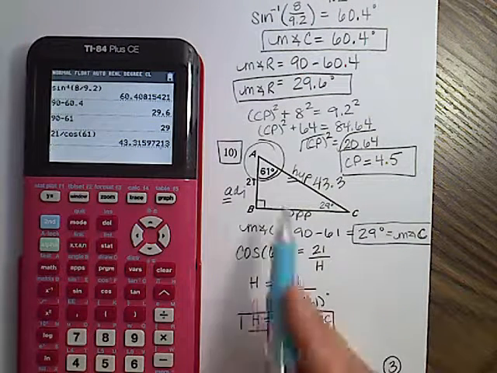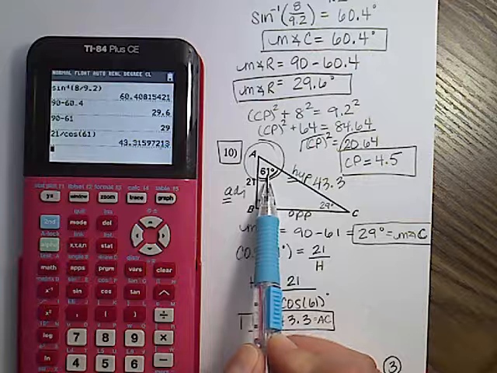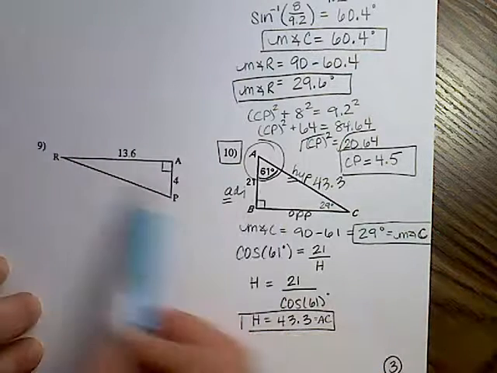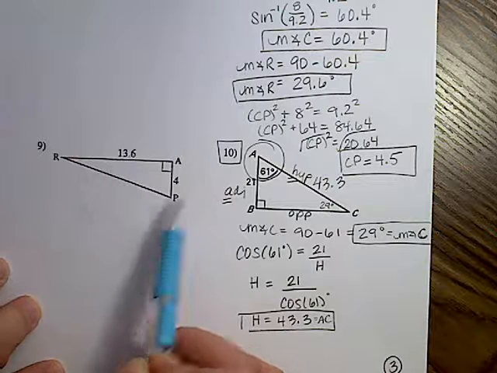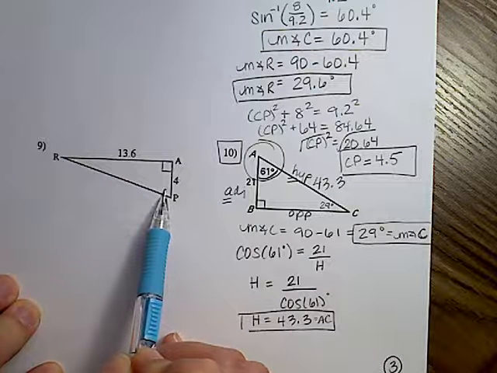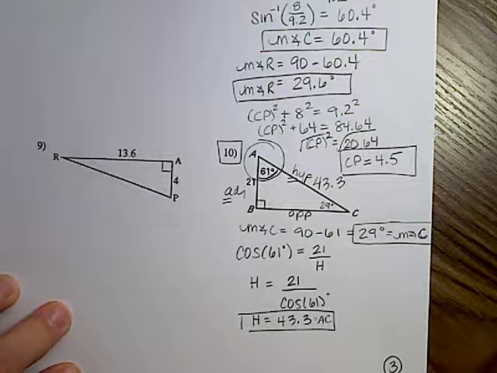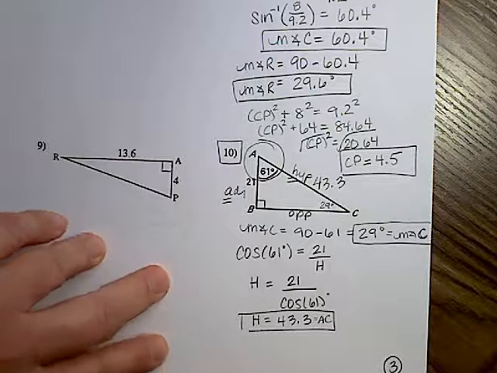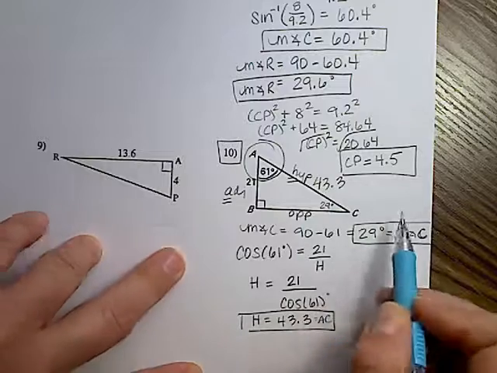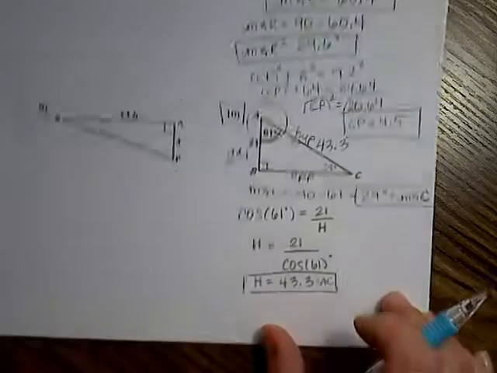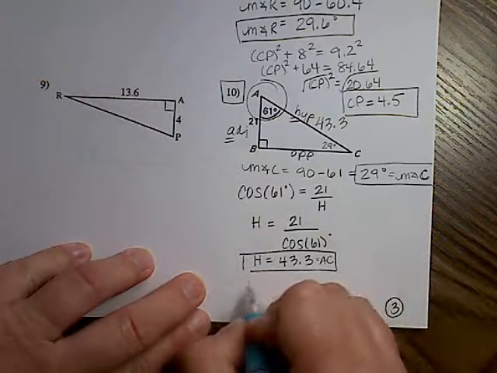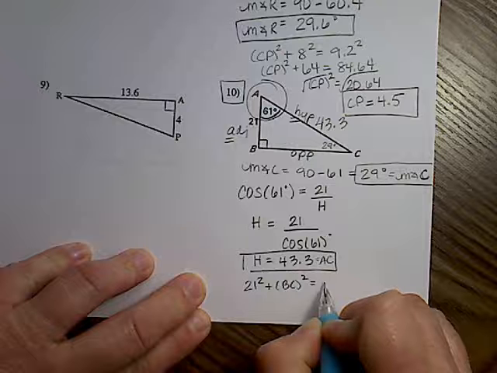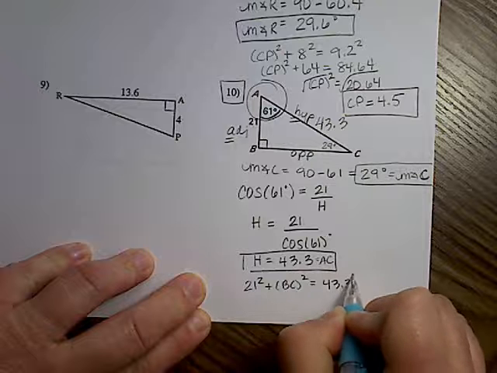So when you're given the acute angle measure, we're just going to use regular trig. When you're given two side lengths of the right triangle and you want to find the measure of an acute angle, we're going to use inverse trig. And of course, we have one more length that we need to find. We need to find the length of segment BC. So of course, we can use the Pythagorean theorem to help us with that. And that would look like 21 squared plus BC squared equals 43.3 squared.